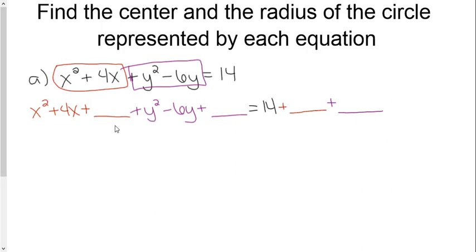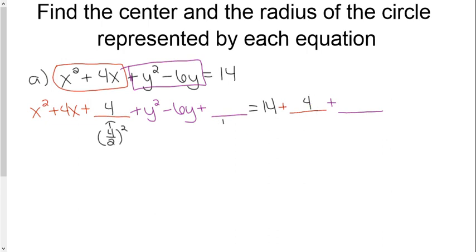So to find each one of these, to find this right here, we're going to take this number, whatever's attached to the x, so in this case it's 4. I'm going to divide this by 2, and I'm going to square it. So 4 divided by 2 is 2, 2 squared is 4. So 4 goes here on both sides.